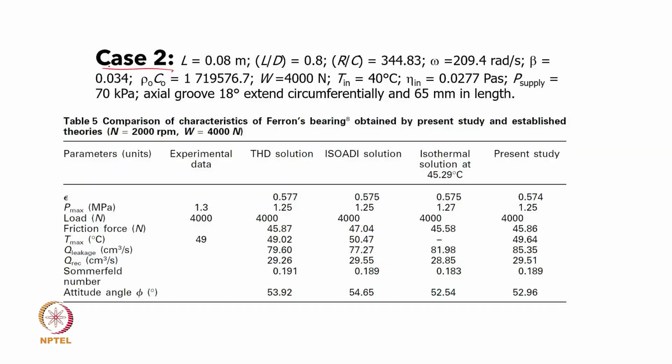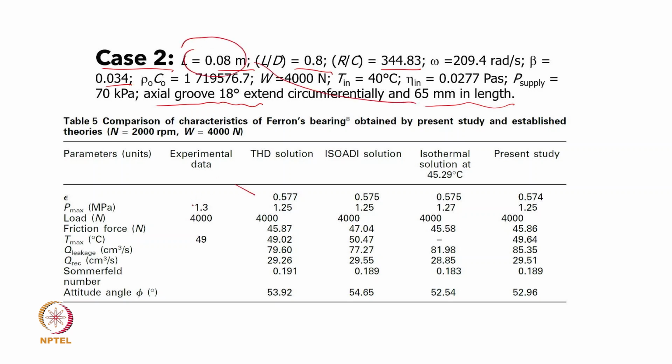Let's take a second case. Here we are choosing the length slightly on the higher side, so instead of 70 mm as in the previous case, now 80 mm, but the L by D ratio, the diameter, we are keeping again the same 100 mm in this case. Clearance has further increased compared to last time. Other properties have already been defined. In the previous example, the groove extended to 10 degrees. In this case, we are extending to 18 degrees. And in the previous case, the groove length was 60 mm. Here we are using 65 mm, which is naturally less than the length of the bearing.